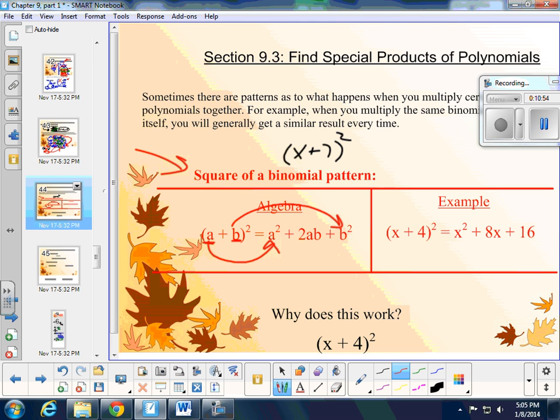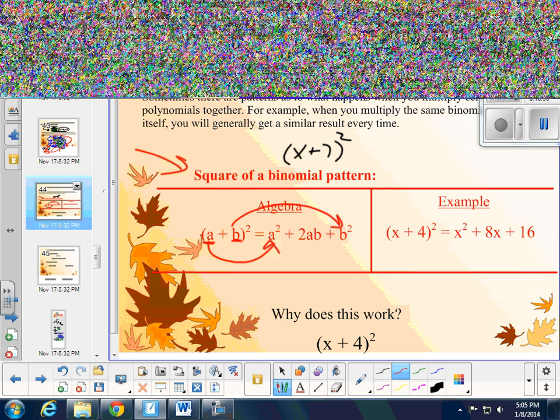And the middle, like I talked about, so when you multiply AB times itself 2 different times. With the result, that's the pattern. That's what always happens when I square a binomial. So let's look at the result right here.